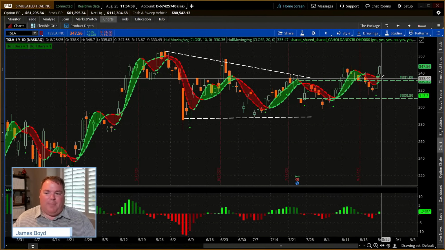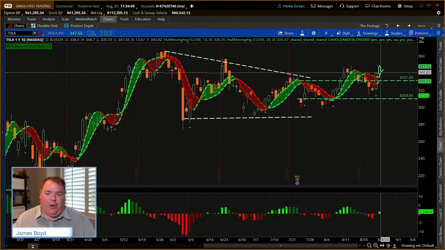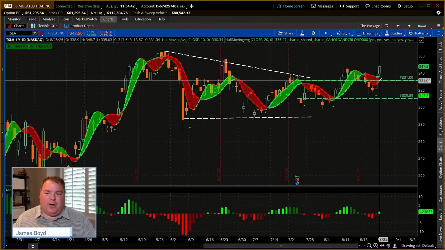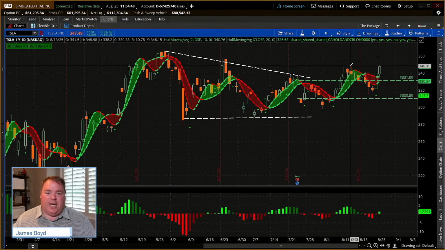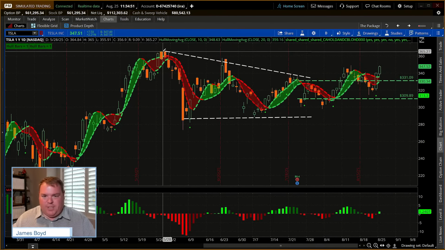Not across yet, but that is a shorter term follow through with the moving averages starting to pinch. That is almost, barely, a higher high relative to this one. Now the question becomes, could we actually go back up to 365?